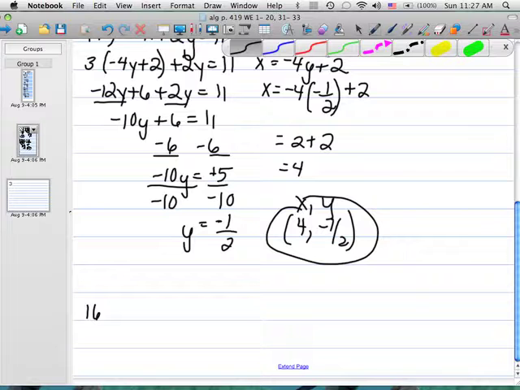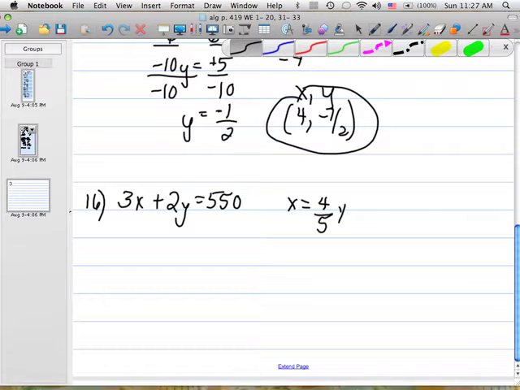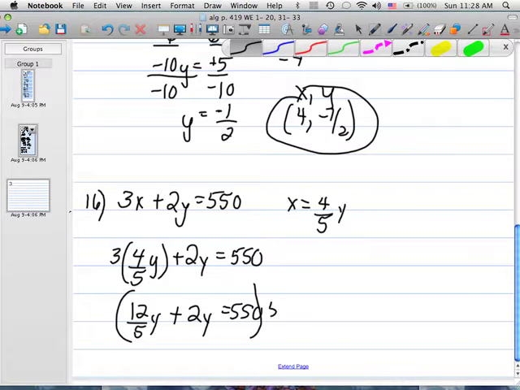Problem number 16. We have 3x plus 2y equals 550, and x equals 4/5 y. I'm going to solve for x, so I'm going to substitute that in over here. So 3 times 4/5 y plus 2y equals 550. So that's 12 over 5y plus 2y equals 550. I'm going to multiply everything by 5, get rid of the fraction.